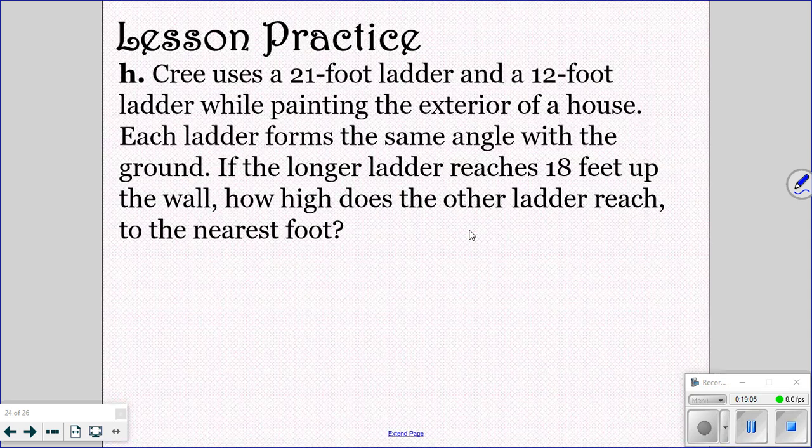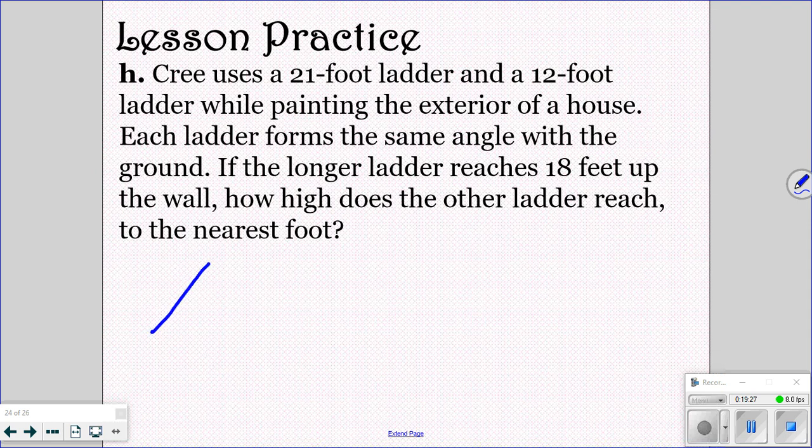Okay, so let's look at one more practice problem. Cree uses a 21-foot ladder and a 12-foot ladder while painting the exterior of a house. Each ladder forms the same angle with the ground. If the longer ladder reaches 18 feet up the wall, how high does the other ladder reach to the nearest foot? So y'all pause the video and try this one by yourself.